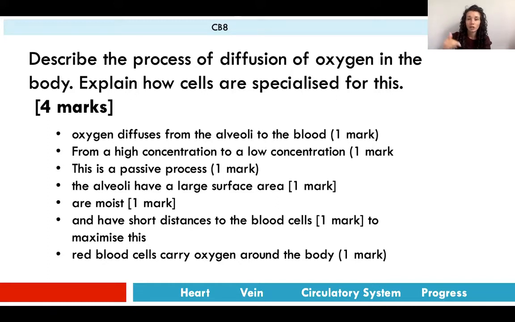Remember, all diffusion is from high to low concentration. You could say it's a passive process, or you could say it doesn't require any energy to happen. You could say that the alveoli have got a large surface area that aids diffusion. They're also very moist, that aids diffusion. There's a short distance to the blood cells, and that maximises the rate of diffusion. And then the red blood cells carry oxygen around the body.